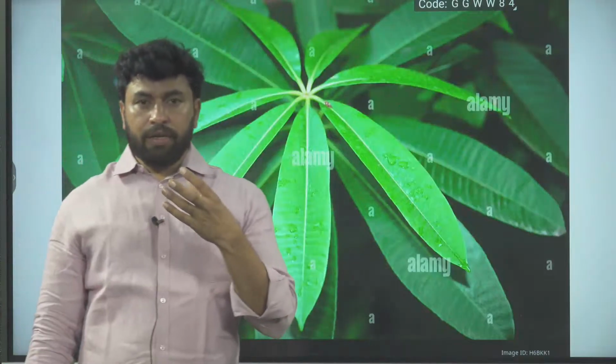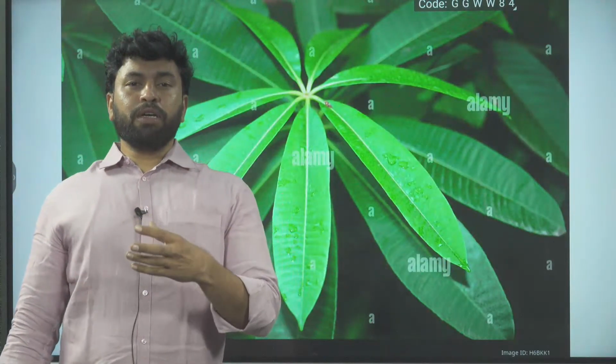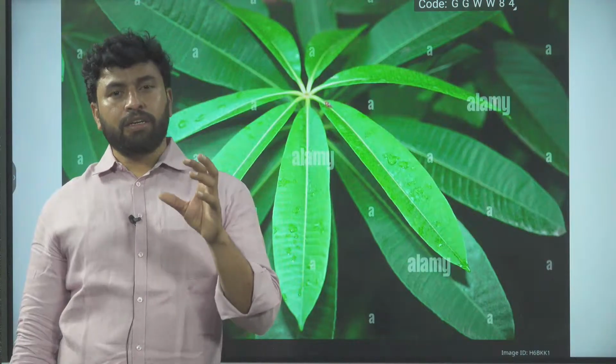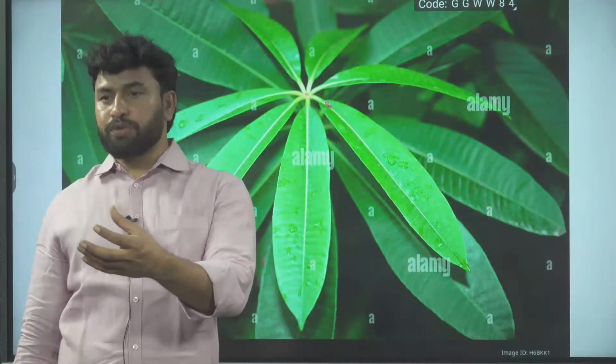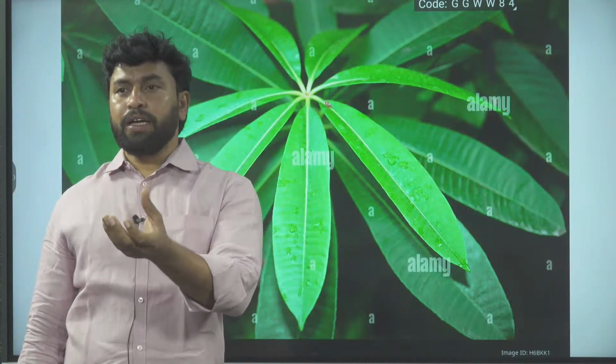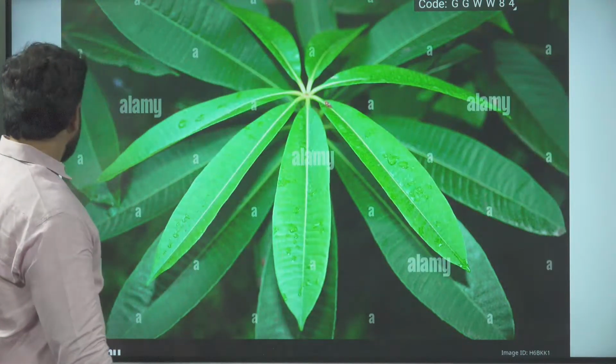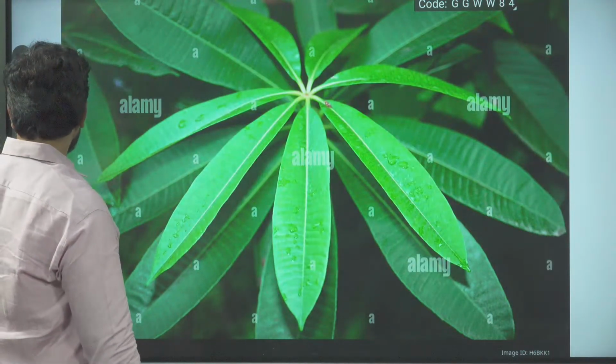Anyhow, if they ask what would be the major advantage of phyllotaxy, the advantage is all the leaves are properly exposed to sun so that the plant is able to perform photosynthesis easily. Next one.